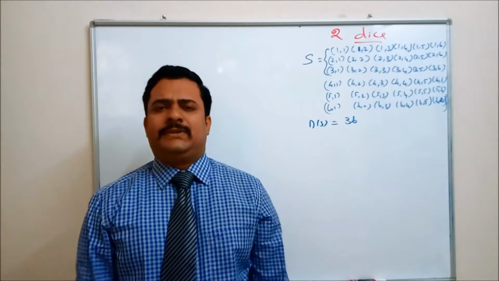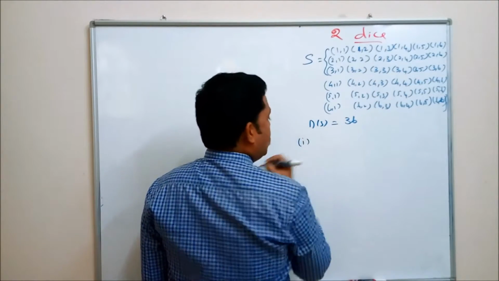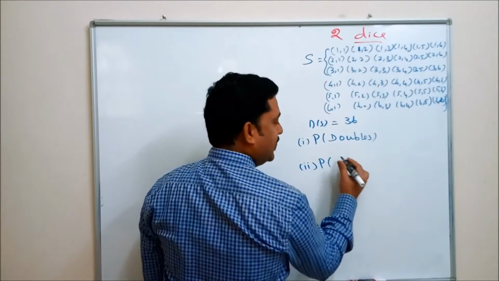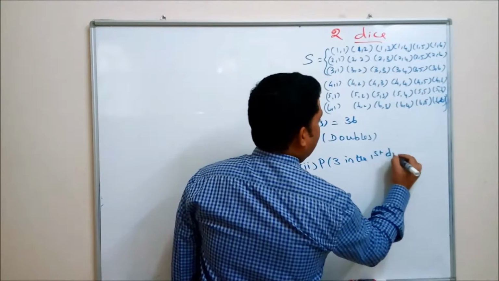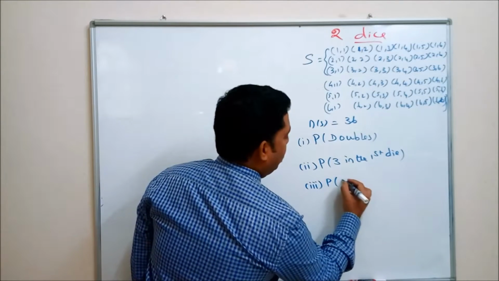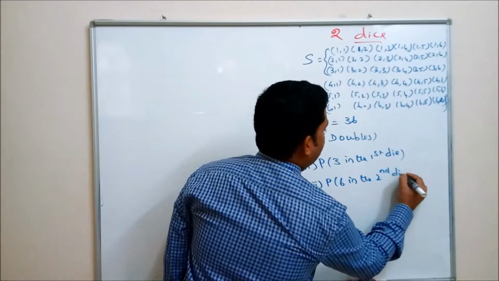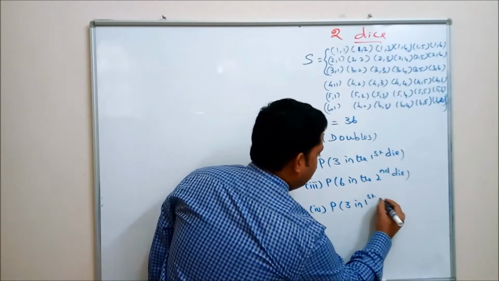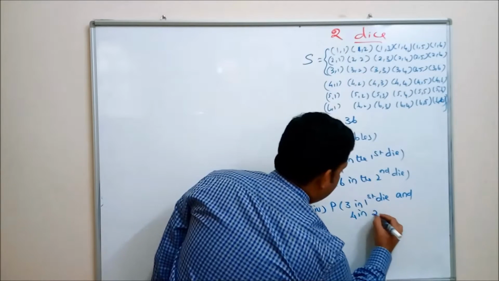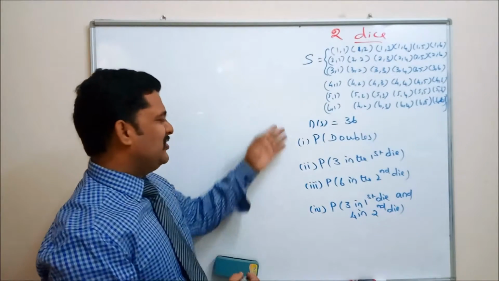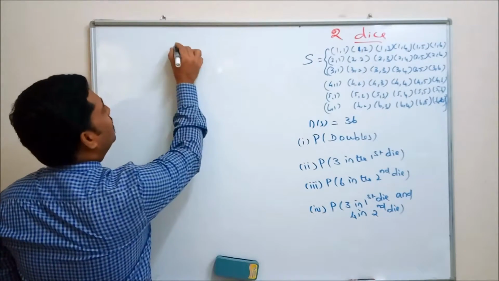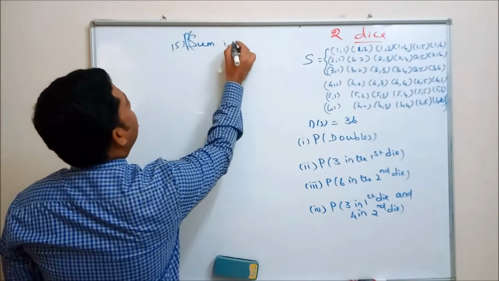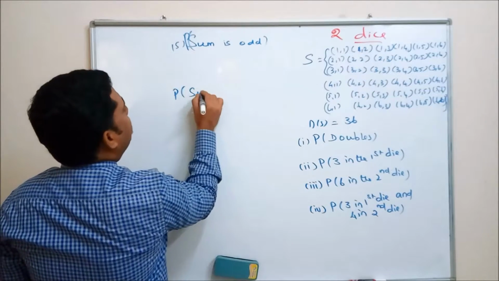Let's try to answer our questions. Shall we? Yes. The first one: probability of getting doubles. The second one: probability of getting 3 in the first die. Probability of getting 6 in the second die. The fourth one: probability of getting 3 in the first die and 4 in the second die. Let me change these wrong numerals. So it's still 4, right? Let me take it as 5 for easiness. Okay, 4 in the first die. Next, probability of getting the sum is odd. Probability of getting the sum is even.